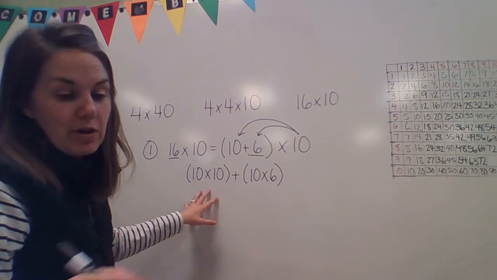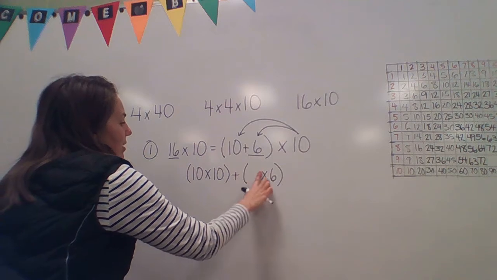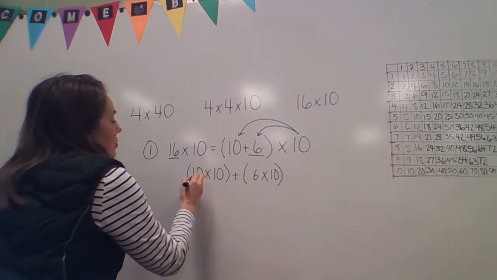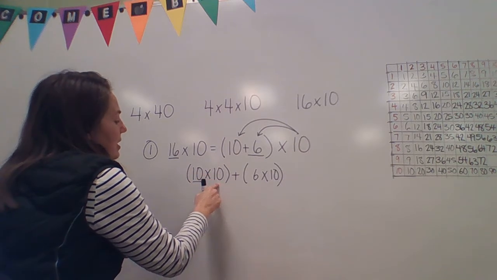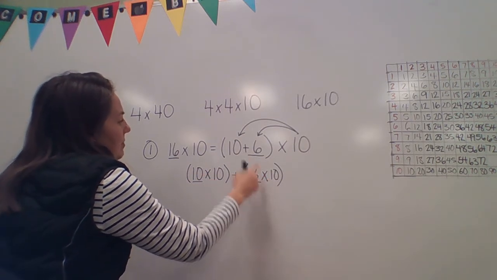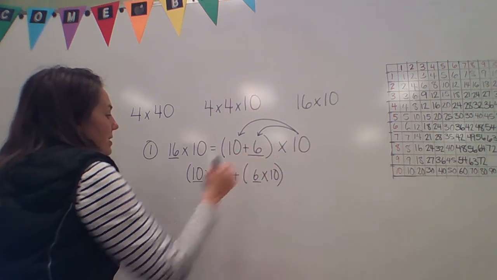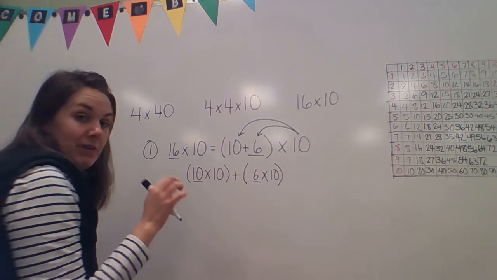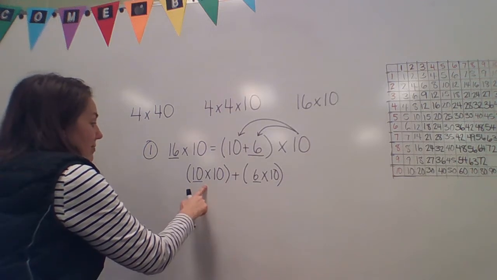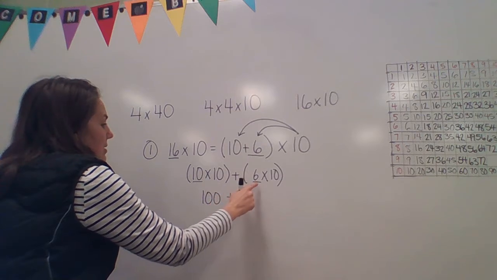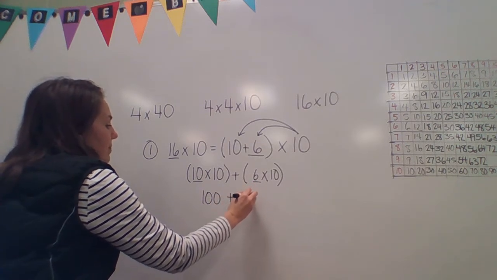For the first one, they actually wrote it the other way. 6 times 10. So you would fill in 10 times 10 and 6 times 10 because we've taken our 10 plus 6 and we're multiplying both of those by the 10. Now I'm going to find my products for each set. 10 times 10 I know is 100. 6 times 10 is 60.